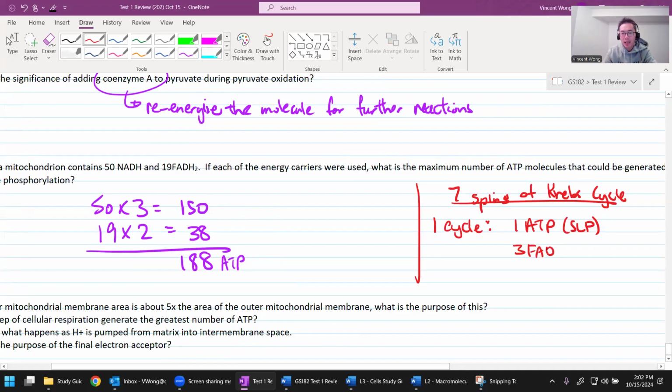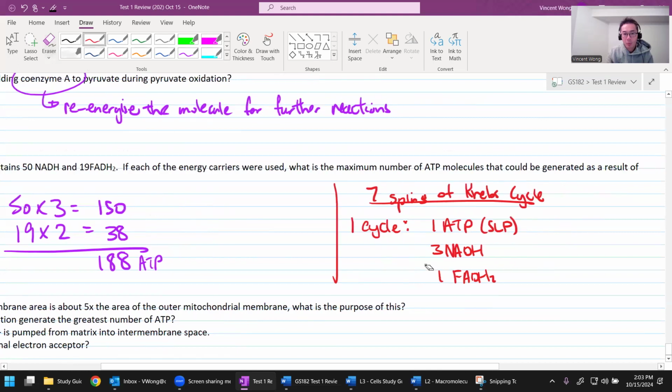3 NADH, 1 FADH2. Right? This is per spin, not per glucose. If we talk about per glucose, then each glucose spins twice, right? But this is one cycle. One spin. This is going to be times 3 times 2.